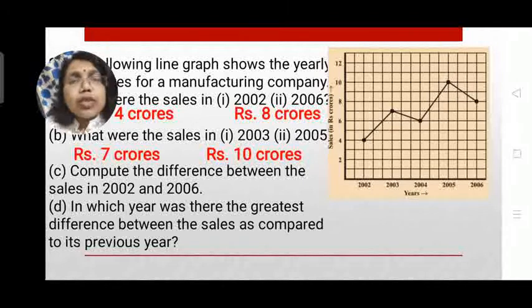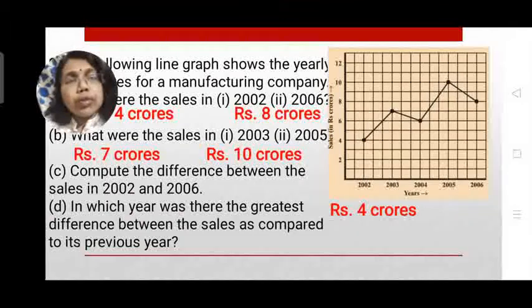Compute the difference between the sales in 2002 and 2006. In 2002 the sales were 4 crores and in 2006 it was 8 crores. So the difference between them is rupees 4 crores. In which year was the greatest difference between the sales as compared to the previous year? Where could we see the maximum difference? That is in 2005. Compared to 2004, the 2005 sales were the maximum, as seen in the graph here.